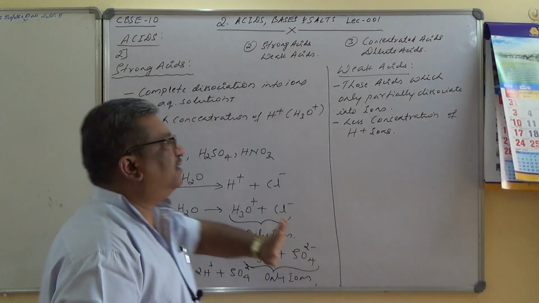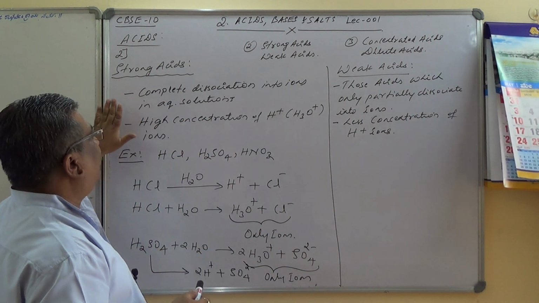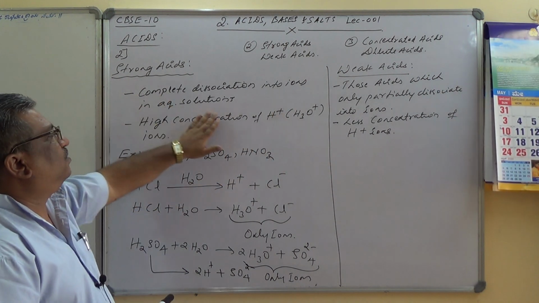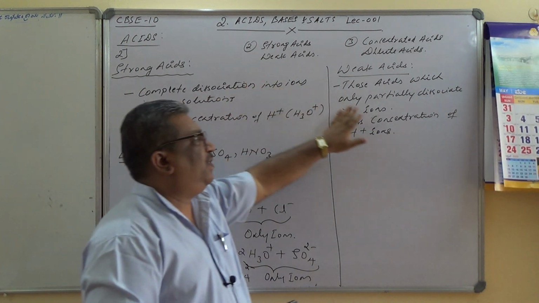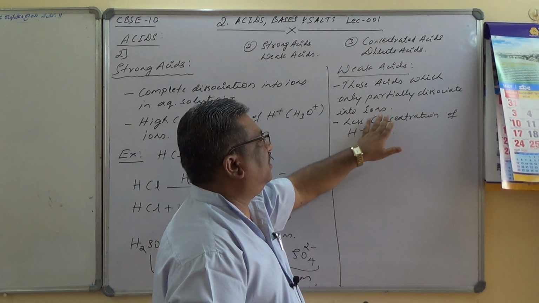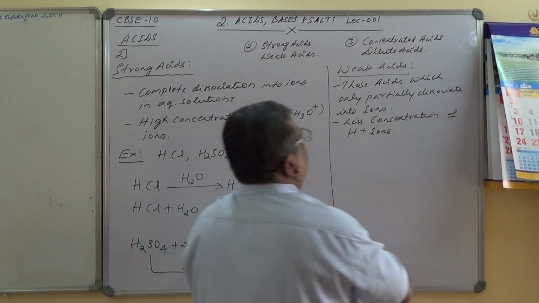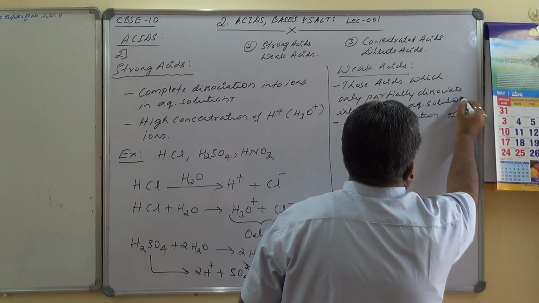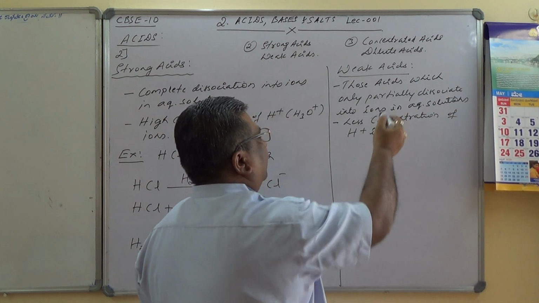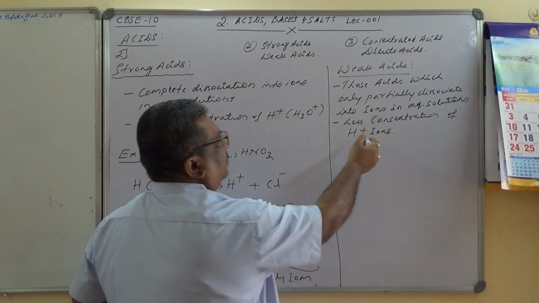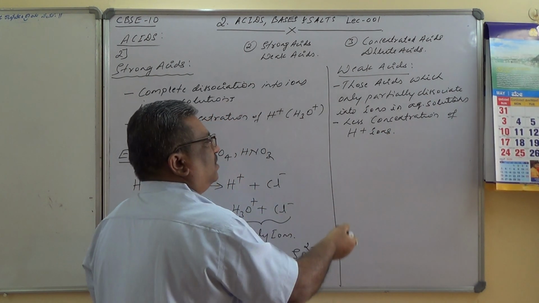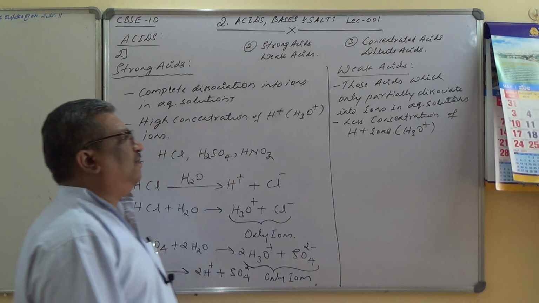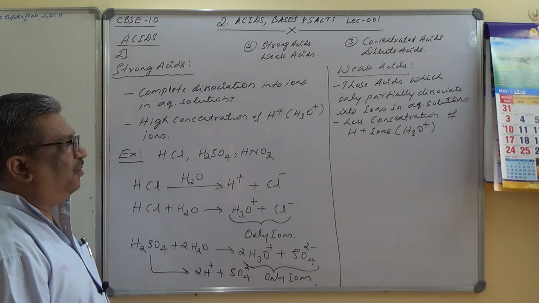Very important. This is the main point with respect to strong acids and weak acids. Strong acids undergo complete dissociation into ions in aqueous solutions, whereas weak acids undergo only partial dissociation into ions in aqueous solutions. Okay. Now, because of this partial dissociation, a lesser concentration of H plus ions is produced, or here also I can say H3O plus ions, hydronium ions. A low concentration of hydrogen ions is produced.